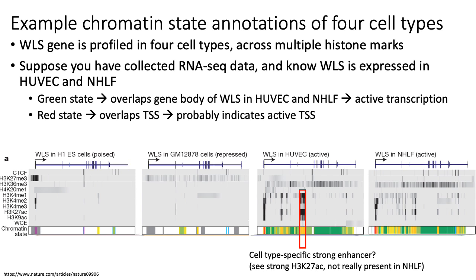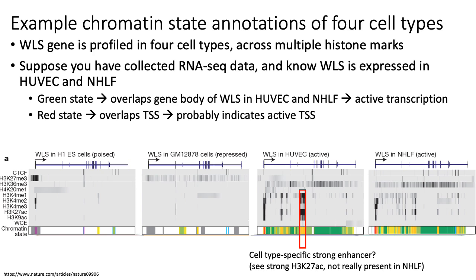probably correspond to something like transcribed regions of the genome. And you know this because WLS is only expressed in the right 2 cell types and not the left 2, and those green chromatin states are overlapping that gene body in the 2 right cell types, but not the left 2 cell types. And so basically the point here is that when you combine these histone mark ChIP-seq profiles into chromatin states, and then you combine that with RNA-seq data and knowledge of the locations of the genes in the genome, that can help you start to understand what these histone mark combinations tell you.